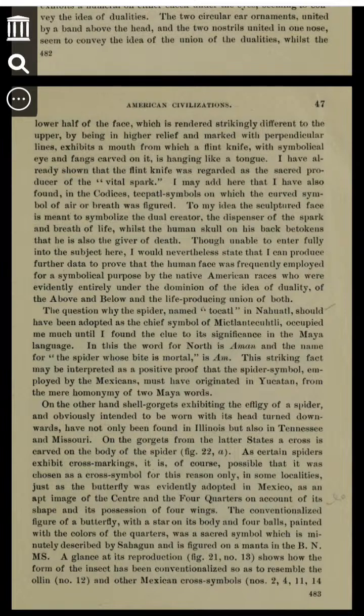The conventionalized figure of a butterfly with a star on its body and four balls painted with the colors of those quarters was a sacred symbol. A glance at its reproduction shows the form of the insect has been conventionalized so as to resemble the Olin and other Mexican cross symbols.